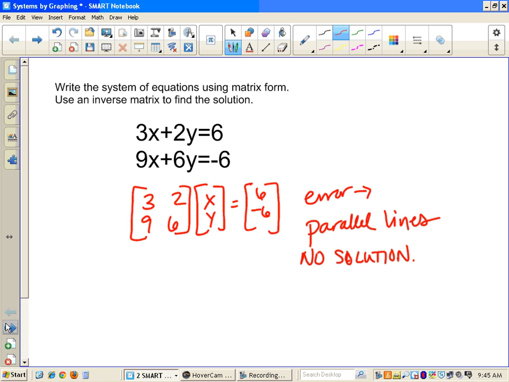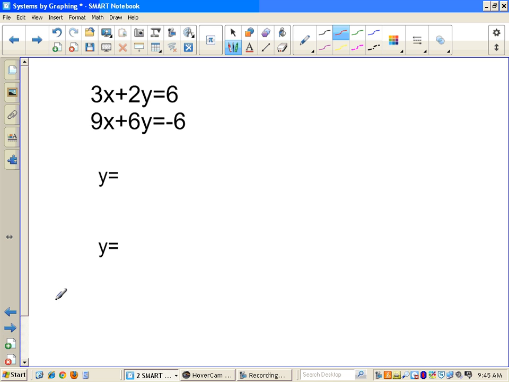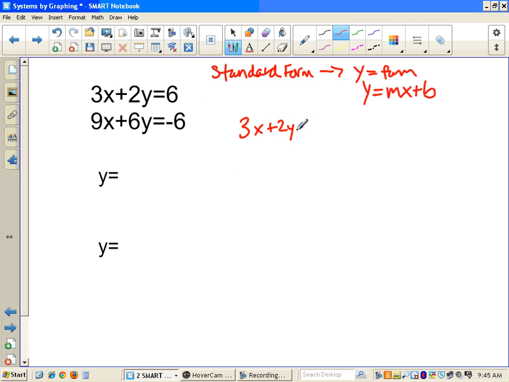So I'm going to go to the next slide here, and what I want to do, these are in standard form, and I'm going to show you how to graph from standard form in a minute, but let's convert them to y equals form. Okay, that's the y equals mx plus b form that we're familiar with, for graphing. So I'll take this first one over here. If we have 3x plus 2y is equal to 6, I want to get the y by itself.